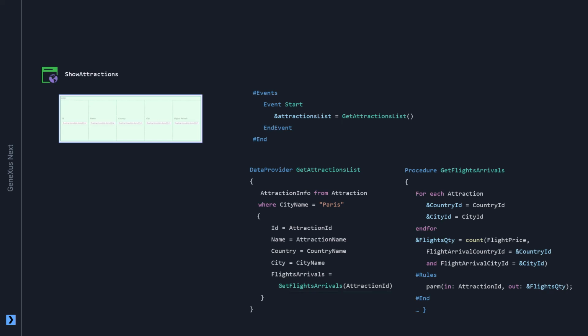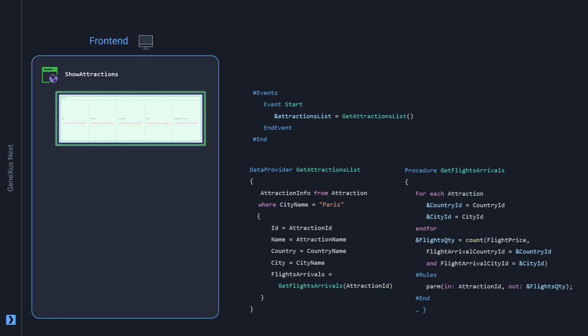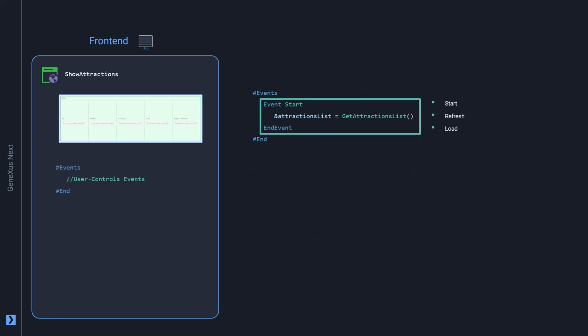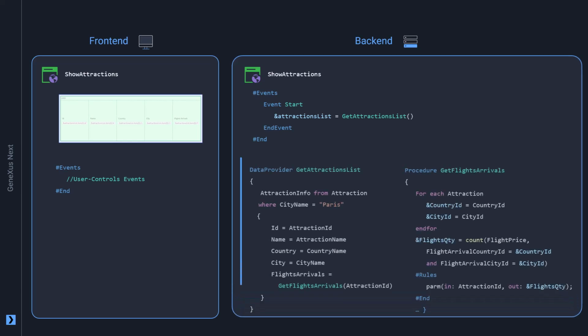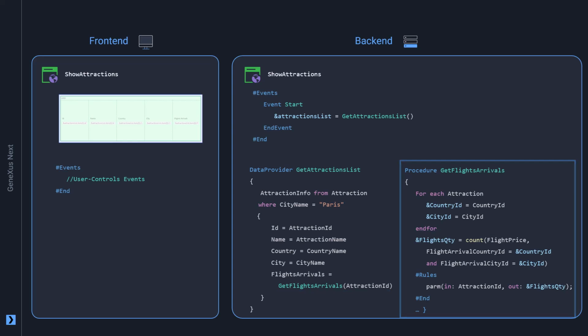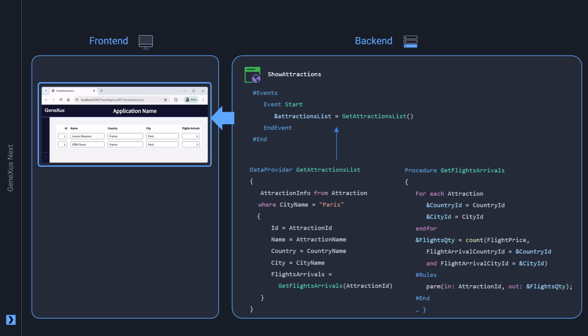Where is all this executed? The web panel screen rendering happens in the front end, in the client browser. But system events, including start, are executed in the back end, that is, on the server. So, this data provider is called on the server, and it is fully executed there. From it, for each item, it will call the procedure, which will also run entirely on the server. Once the data provider finishes, the variable is loaded in the server and sent to the client, where it is displayed on the screen in the grid.